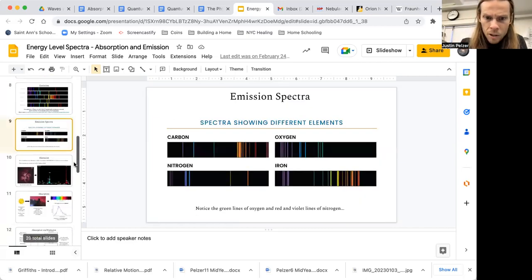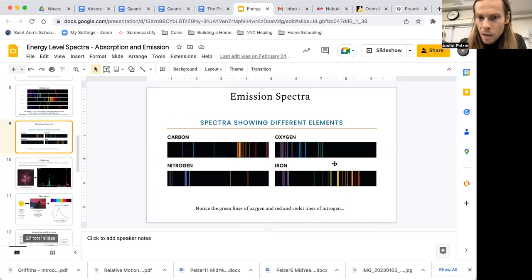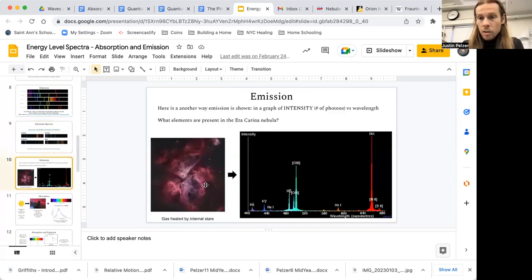Here's carbon, oxygen, nitrogen, iron. Oxygen is a really important one. Oxygen occurs in certain nebulae. So if we look at the Orion Nebula, take a look at this graph. This is a graph of emission lines. How do we know it's emission? Because there's nothing and then there's a spike. Nothing plus spike is emission.